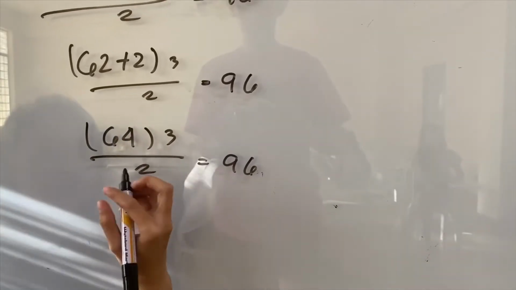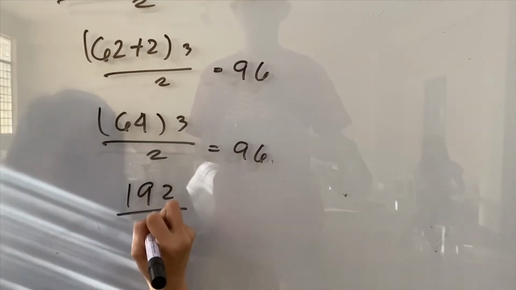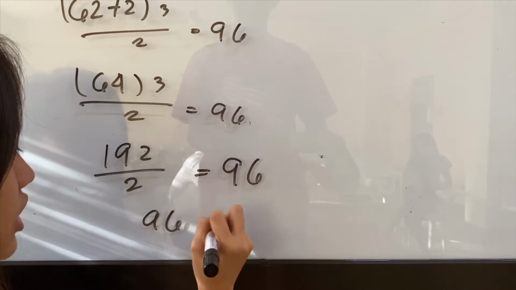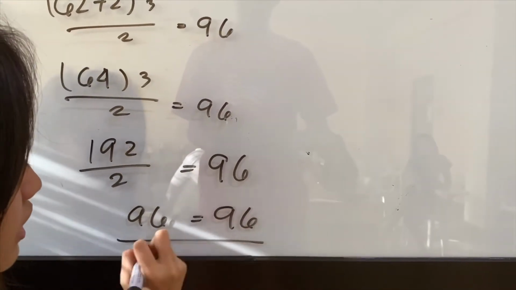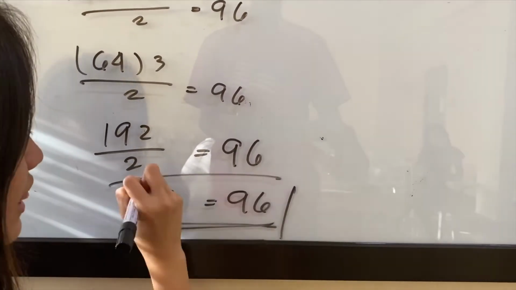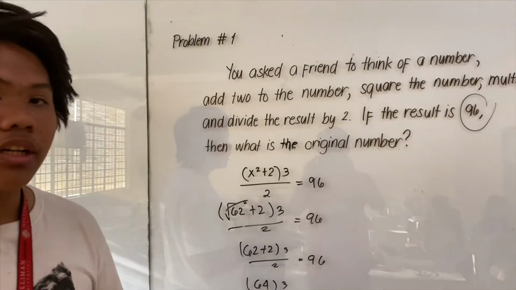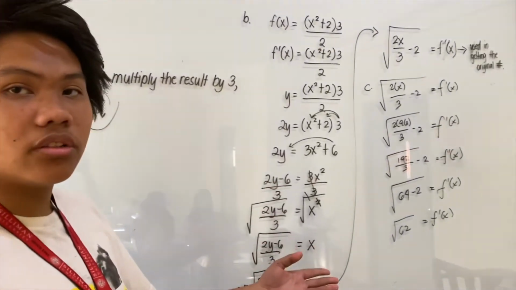64 times 3 equals 192. Divide by 2 is equal to 96. So 96 equals 96. So that is the answer. Since the result is 96, therefore, the original number is the square root of 62.